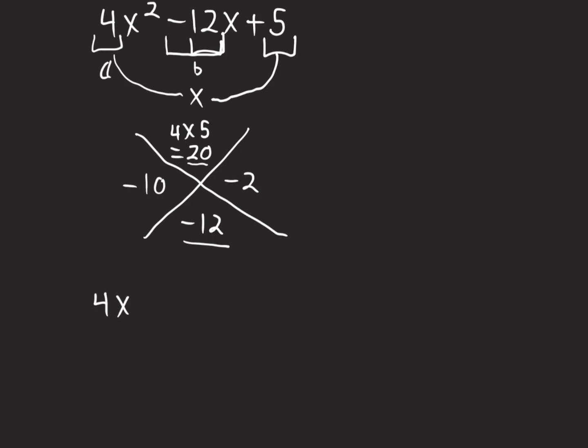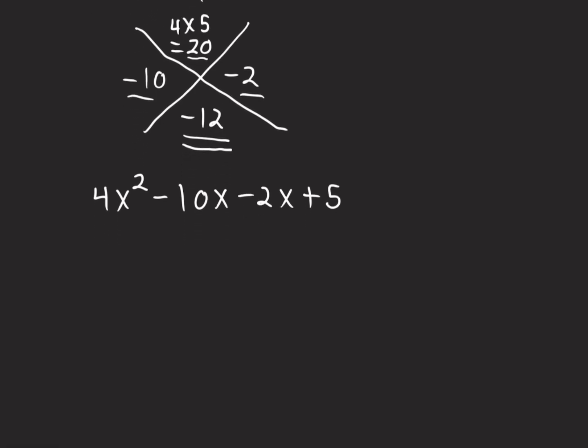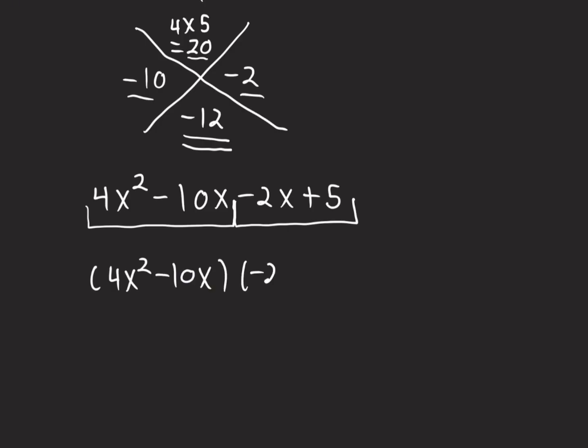What we're going to do now is take that middle term, that negative 12x here, and split it up into these two terms. So it's going to look like 4x squared minus 10x minus 2x, and we're going to keep that plus 5. Okay? Now that we've got to this point, we're going to treat these first two terms like they're their own question and these next two like their own question. And we're just going to do some common factoring. So I'm actually going to write these out in brackets here just for this first one. So we have 4x squared minus 10x and negative 2x plus 5.